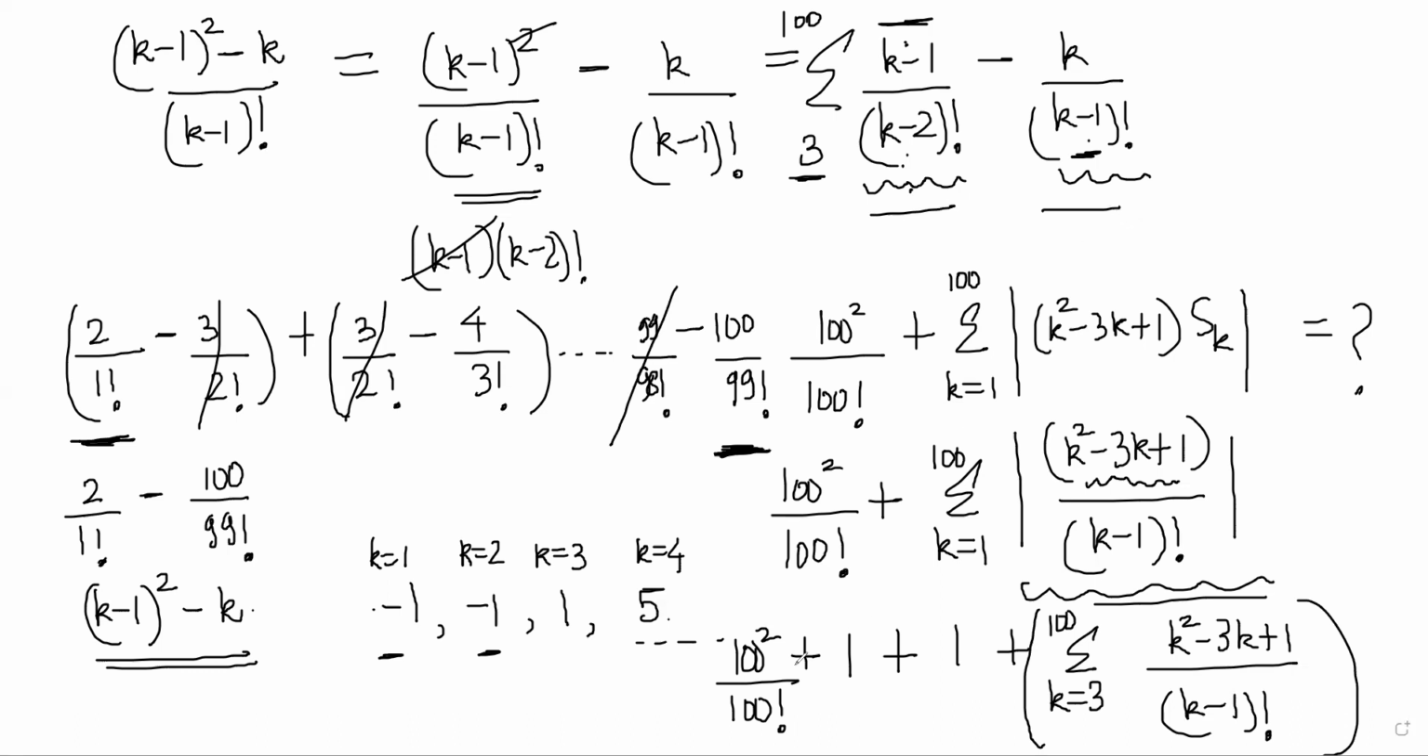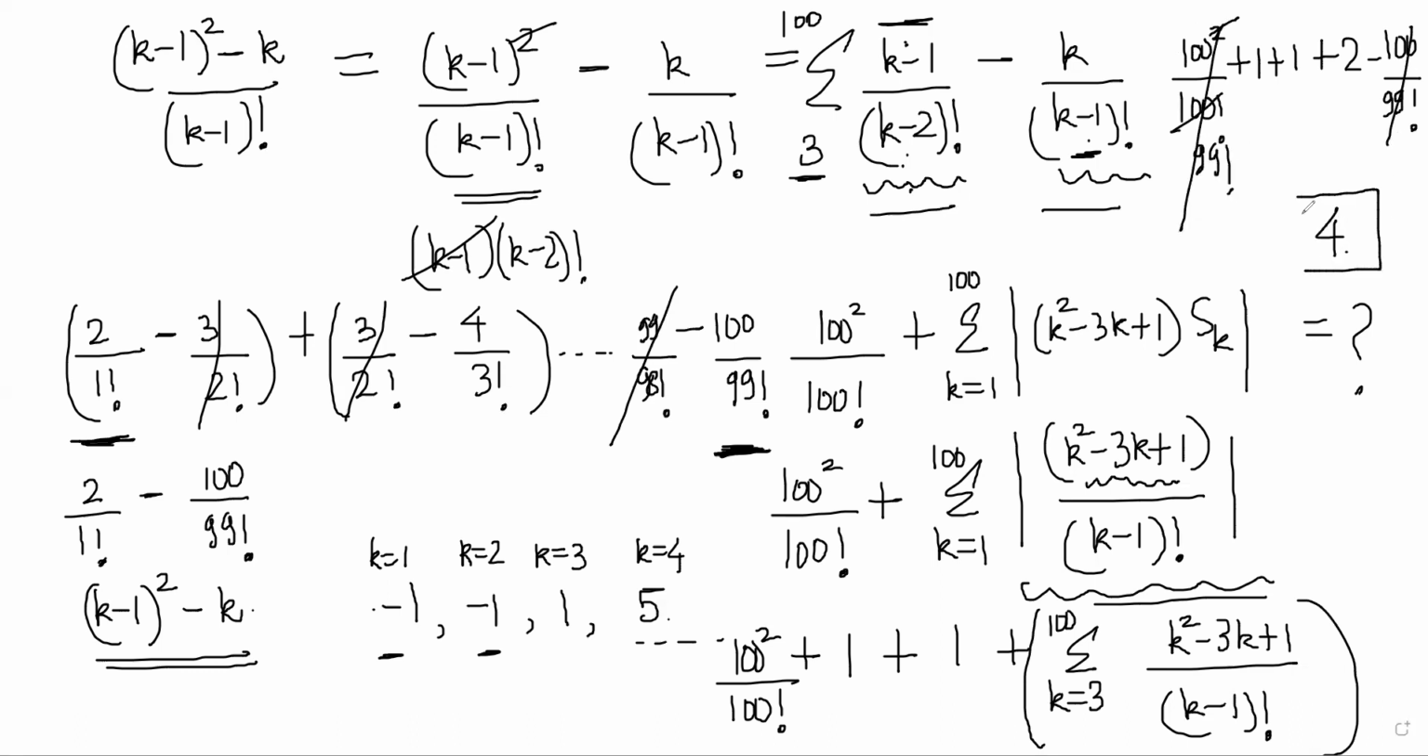Yes. So finally, adding everything, you have 100 square by 100 factorial plus 1 plus 1 plus 2 minus 100 by 99 factorial. 100 by 99 factorial is the same as this, because again this is 100 by 99 factorial. The answer is 4. 100 square by 100 factorial is equal to 100 by 99 factorial if you simplify and cancel 100. Right? Yes, sir. The answer is 4.